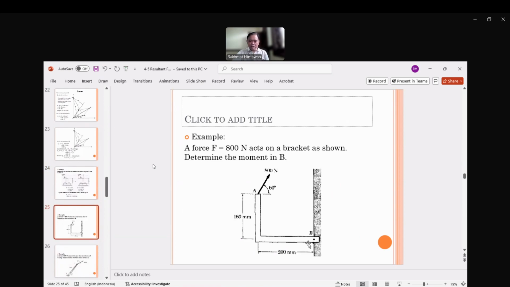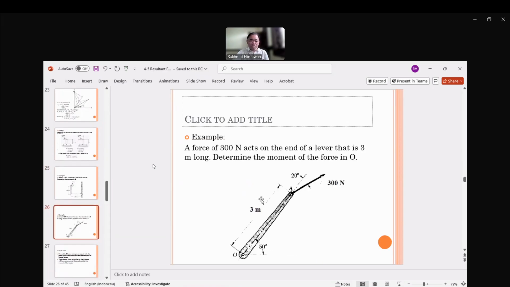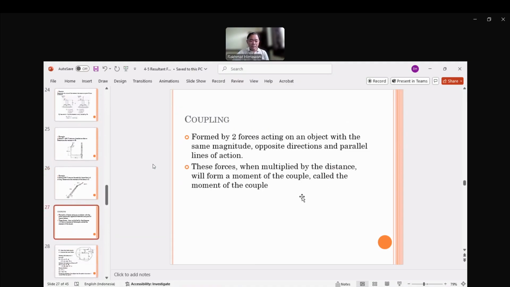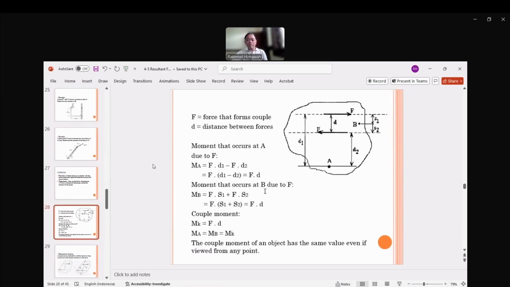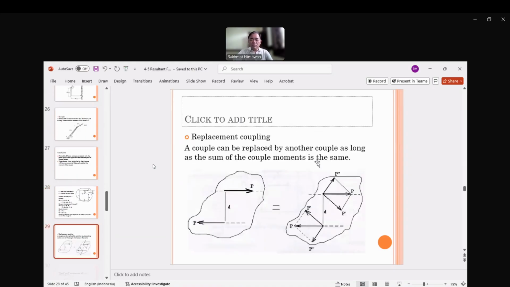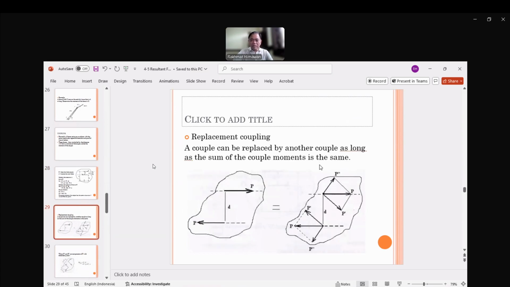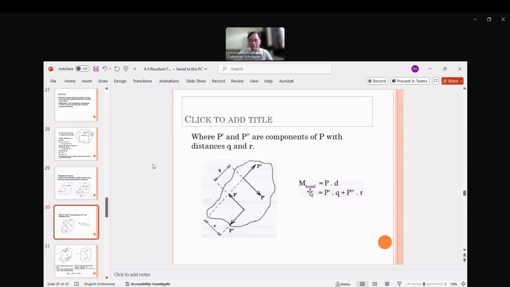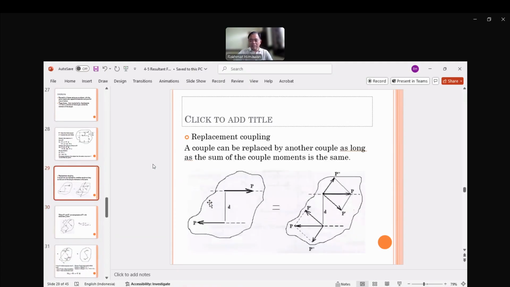We also learn about this: whatever the shape is, it is just to help you calculate the distance. And this one, I think we discussed on the board the other time. We also learn about the couple, which is two forces going in opposite directions with a distance between them like this. We learn about the moment couple and the replacement couple. If we want to distribute the P into different directions, then we'll have this couple, which is the same as this condition.